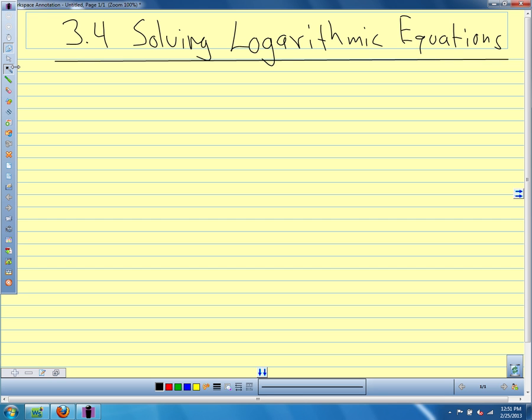Let's get started. So we're going to talk about solving logarithmic equations. So just again, a quick reminder of the rules that we're using when we're solving these equations. We talked about these on Friday, but it's good to remember because we're going to use them a lot. So a to the x equals a to the y means that x equals y.